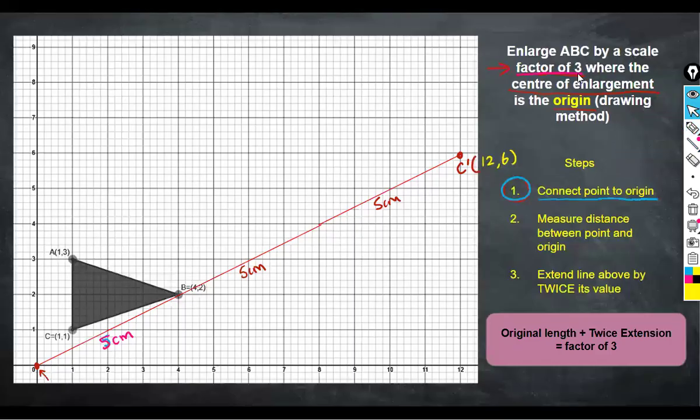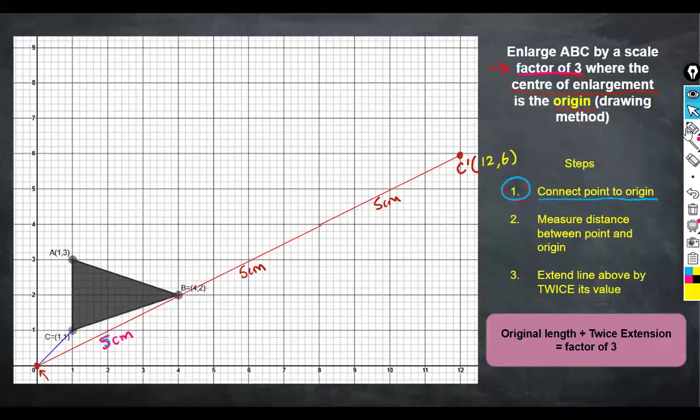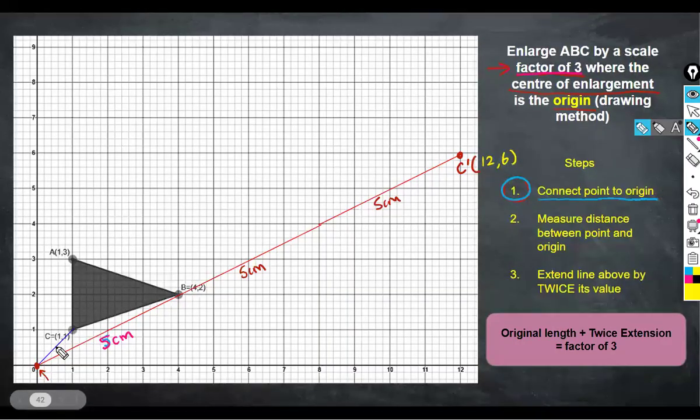Let's take another point. Look, I took point C and I connected it to the origin, right? Point C is connected to the origin. That's the blue line. We have to measure the length of that line. Let's just say when we use our ruler, the length of the line was 2 centimeters. We would have to take that blue line and extend it 2 more times.